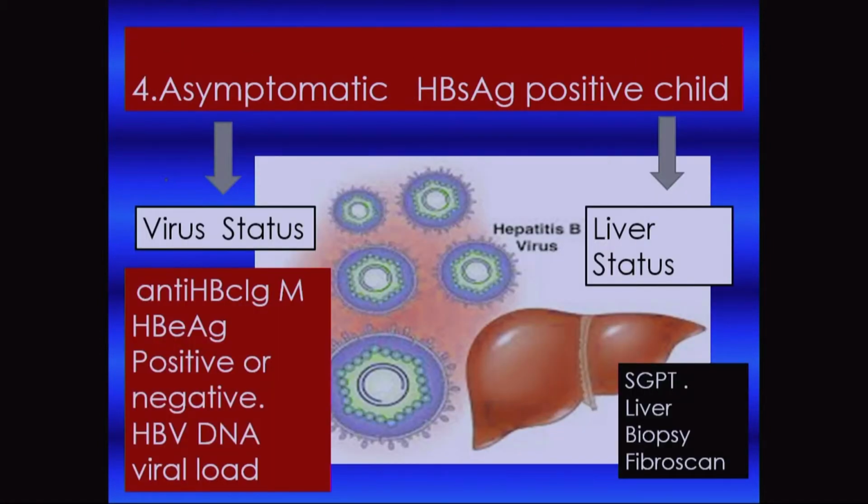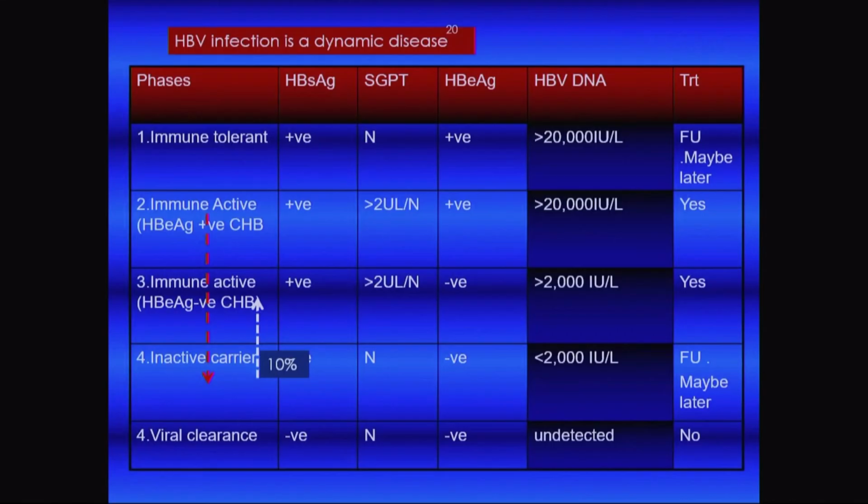What about the asymptomatic HBsAg carrier? Look at their viral status, look at their liver status, and this is the protocol. We know these are the phases of hepatitis B. See the arrows, they are going on both sides. Though we have immune tolerant, immune active, inactive, and viral clearance, depending on the HBV DNA and the transaminases, only the immune active were recommended for treatment so far.